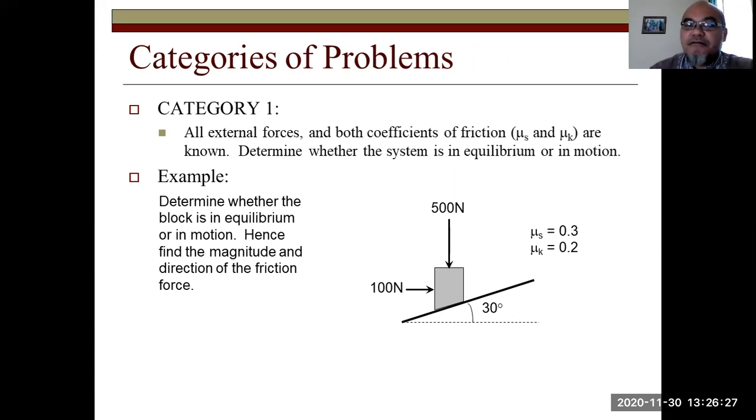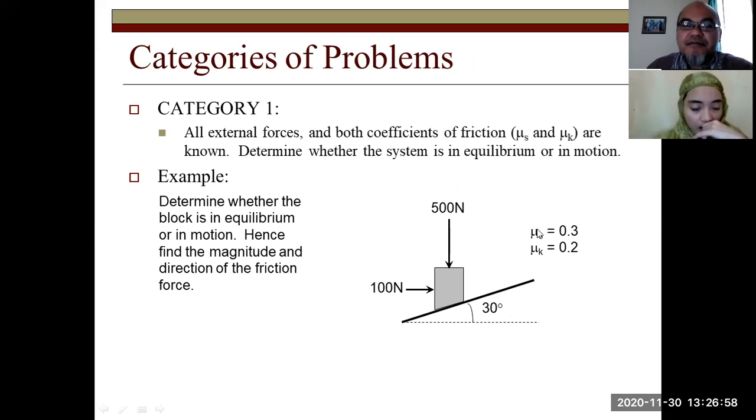Depending on the type of problem, there are 5 categories of problem. Later we will see them one by one. The first category is when all external forces and both coefficients of friction, μs and μk, are known. So we are asked to determine if the system is in equilibrium, meaning it is still static and does not move, or already in motion. For example here, determine whether the block is in equilibrium or in motion. Hence, find the magnitude and the direction of the friction force.